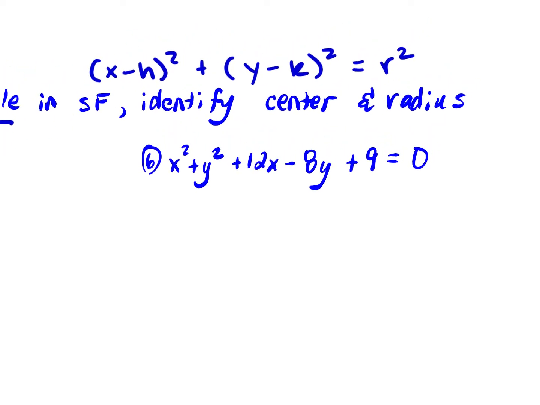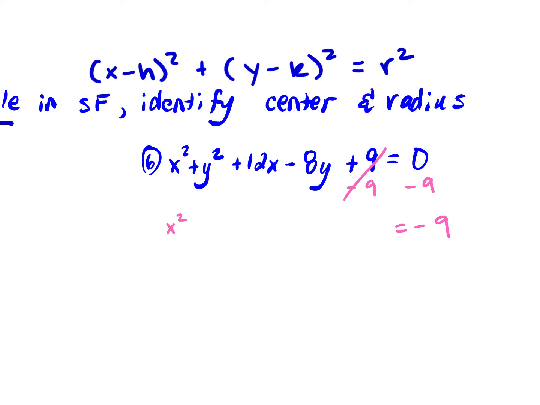So what should I do first? I can move the 9 over, so I'm going to subtract 9 on both sides. What else can I do? Rearrange it.